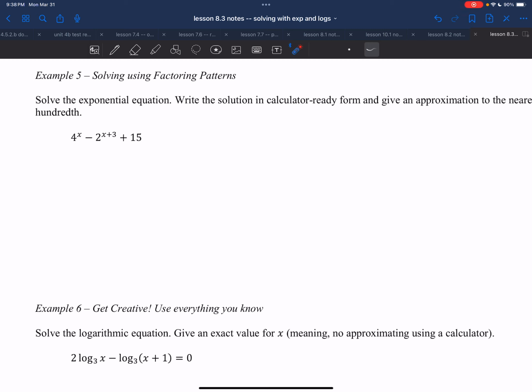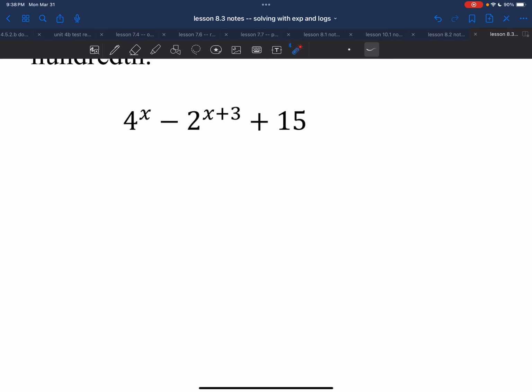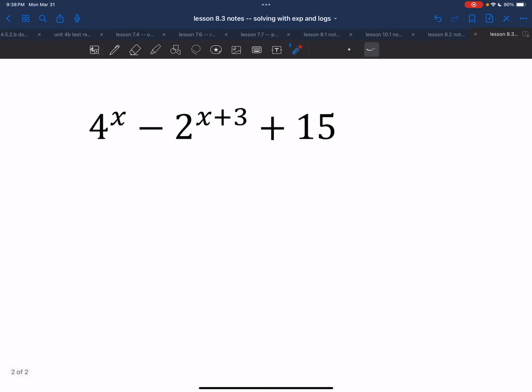Okay, so here's example 5. Solving using factoring patterns. This requires a lot of play. By play, I mean we're just gonna fiddle around. We're gonna say, I have an idea, right? There's me, and I'm thinking. I'm fiddling around. I'm thinking. Okay, here's what we do. By the way, this needs to say equals 0. I should have typed that. This says equals 0. Okay.